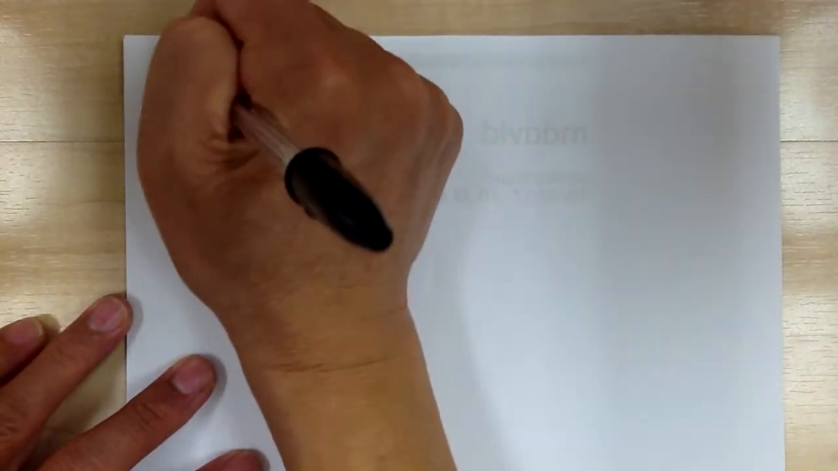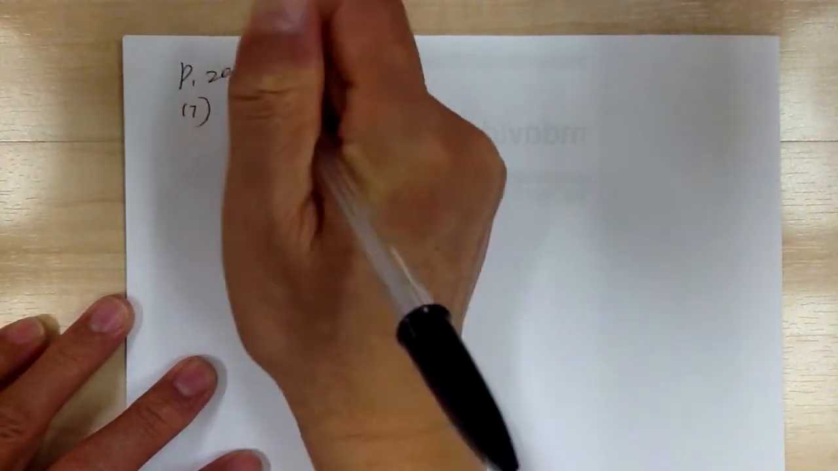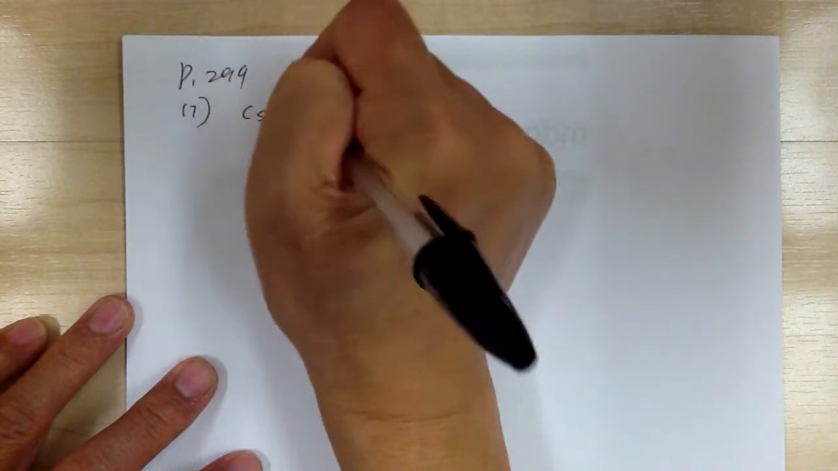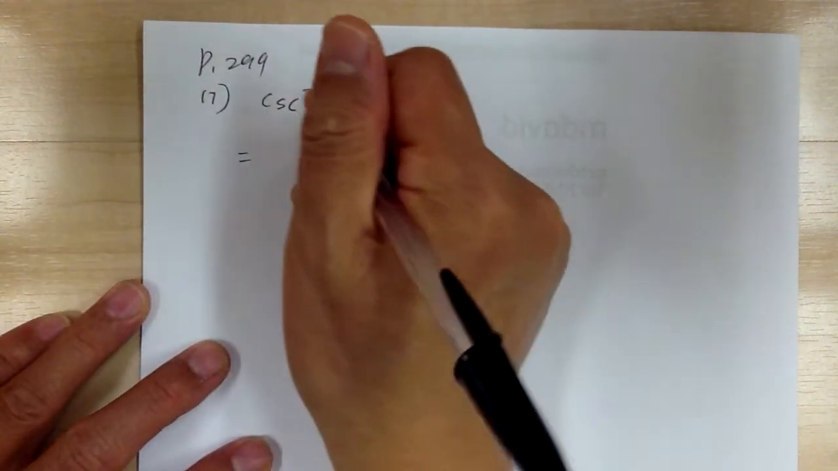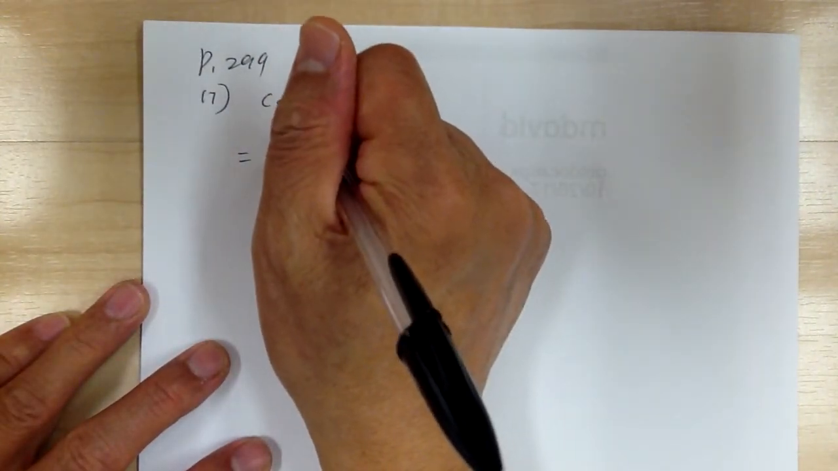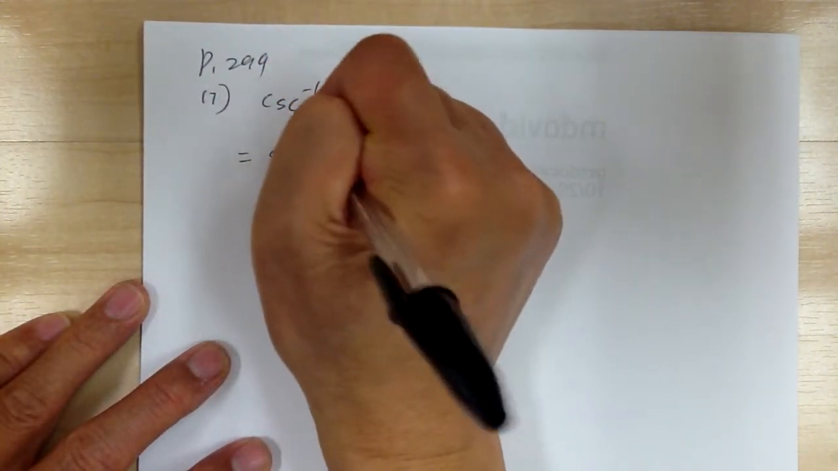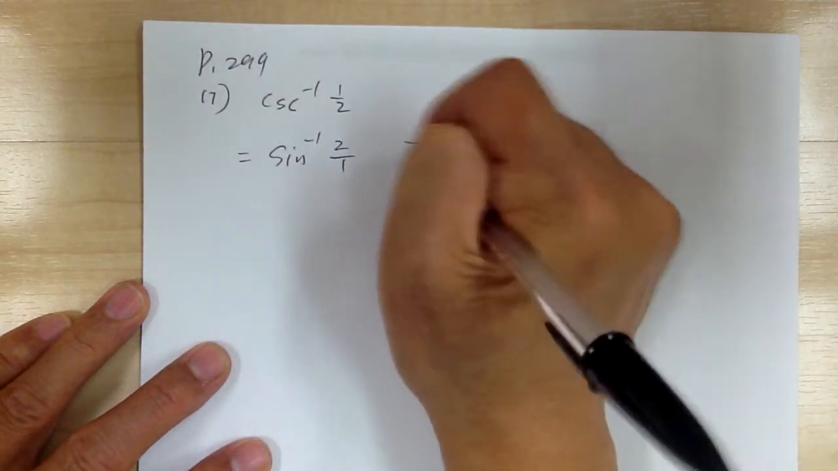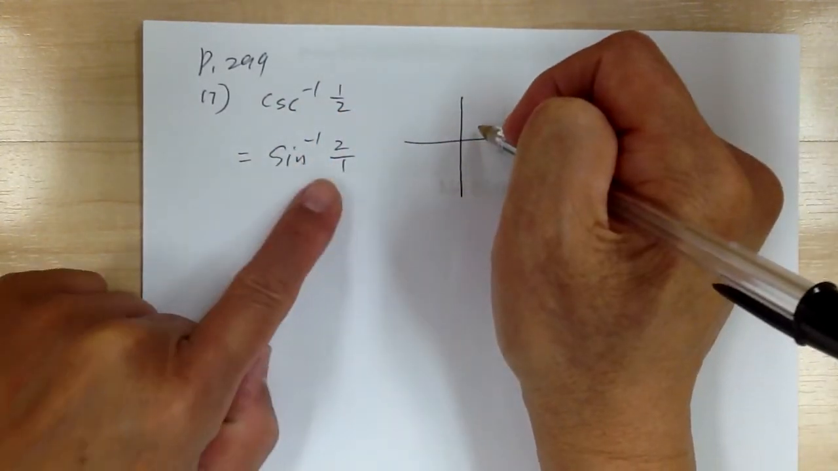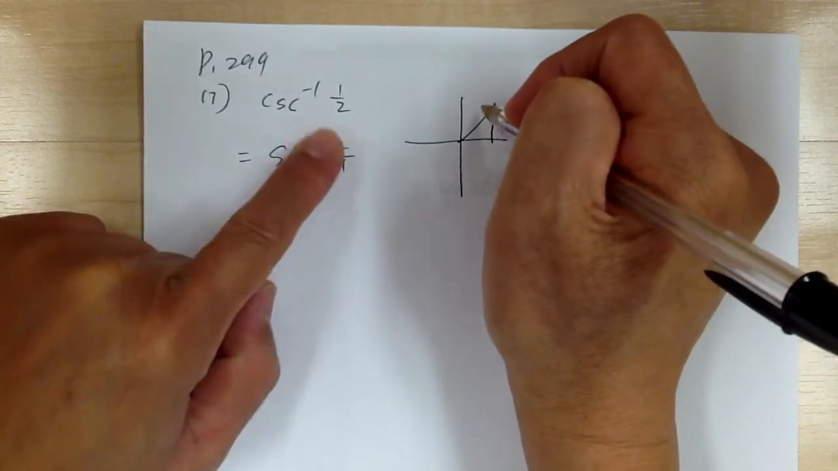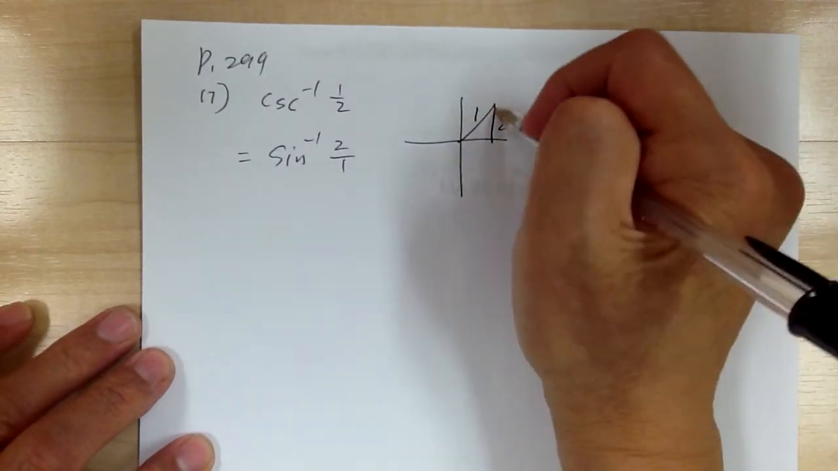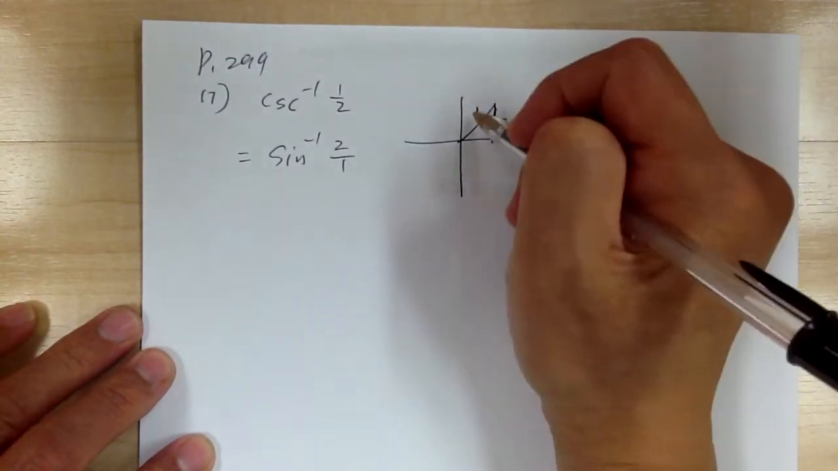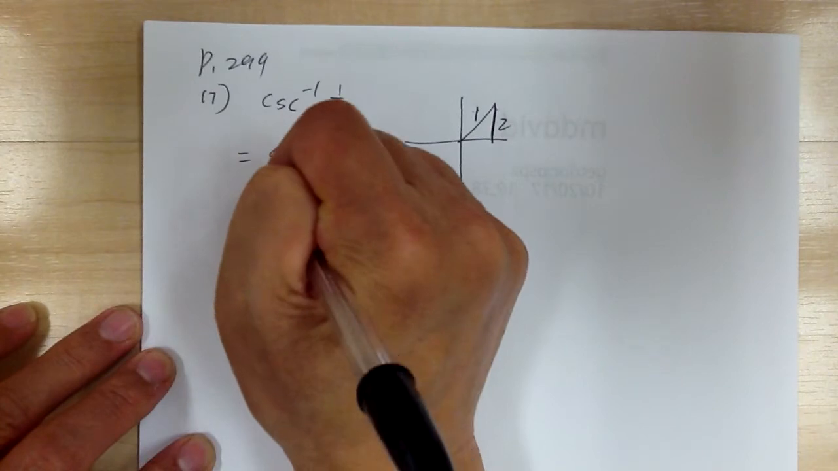Okay, let's go to 17. Cosecant inverse of 1/2. So again, I don't like the secondary function, I'm going to convert that. Cosecant came from sine, and this becomes 2 over 1. And so when you draw your picture, sine is vertical, so you're going to get 2, and the hypotenuse is 1. So you can see that's impossible, because the vertical leg is longer than the hypotenuse. So this is undefined.